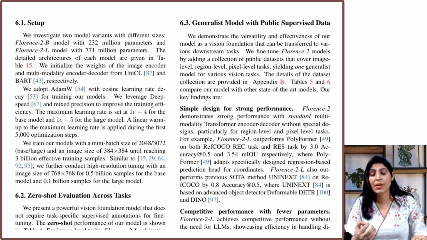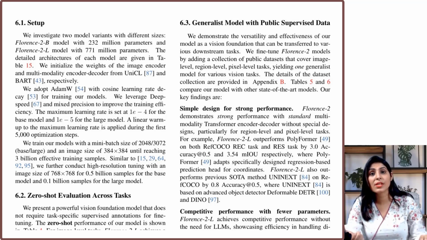Now let's talk about the setup, like which model they used and what parameters they used to run this experiment. So the Florence-2 model has two variants. Florence-2-B means the base model, which has 232 million parameters, and then there is another variant, the Florence-2-L model, which is a large model with 771 million parameters. Weights of the image encoder are initialized from UniCL, while the multi-modality encoder-decoder weights are initialized from BART. So what is weight initialization?